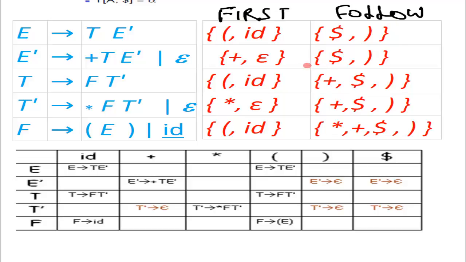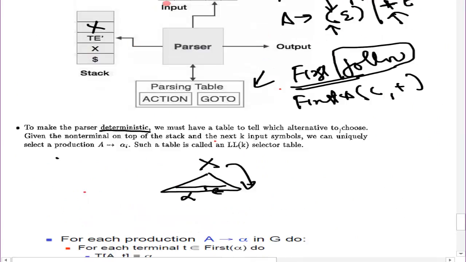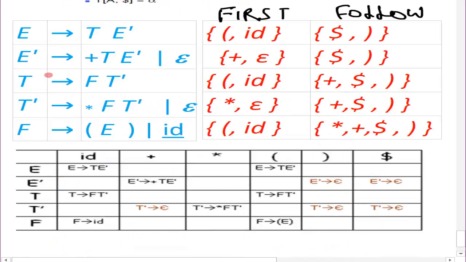Of these things, I'll be using the first and follow to fill up my parsing table, which I have done already. On this side we have all these non-terminals, and on this side we have the terminals. These are what we have in the input buffer, and this is the stack.